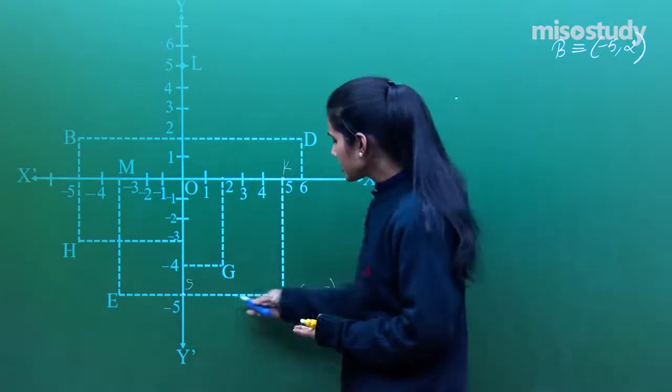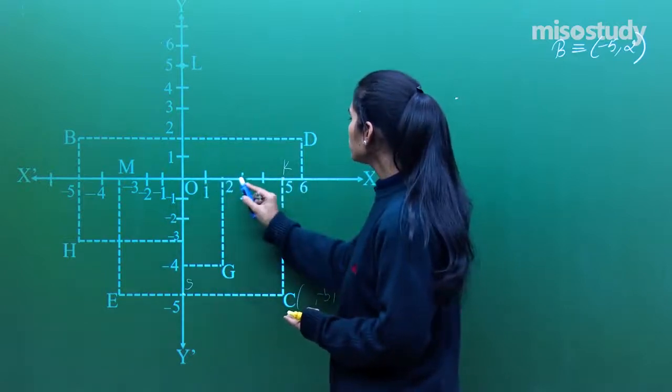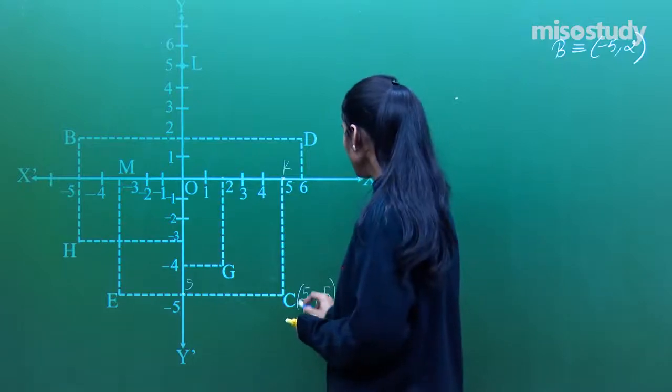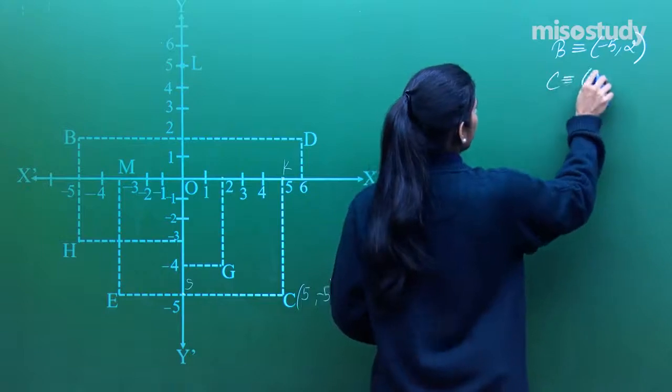What is CS? CS is the same as OK. OK is how much? 0, 1, 2, 3, 4, 5, 5 units along the positive x-axis. So 5 is my x coordinate. 5, -5 is C.